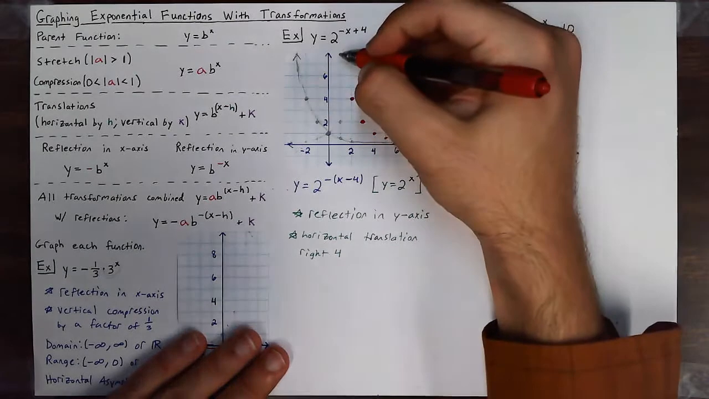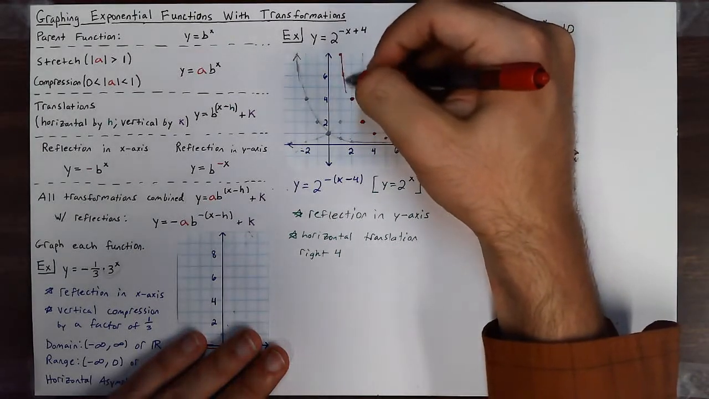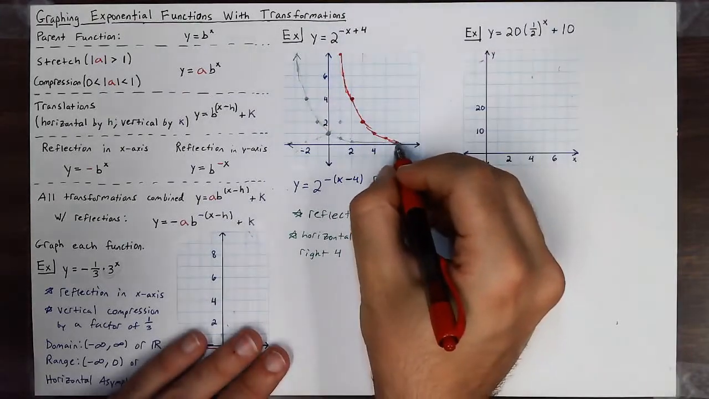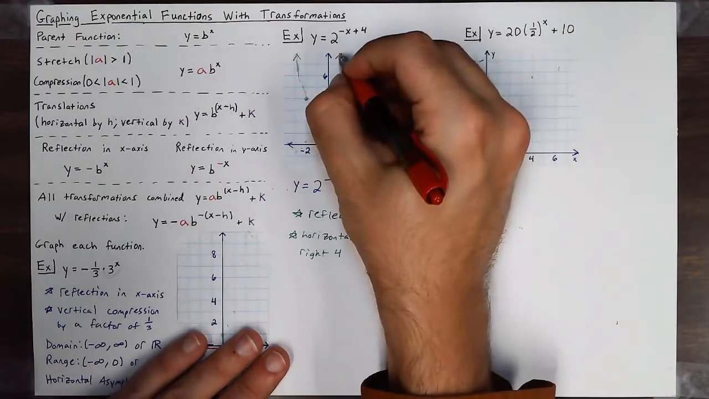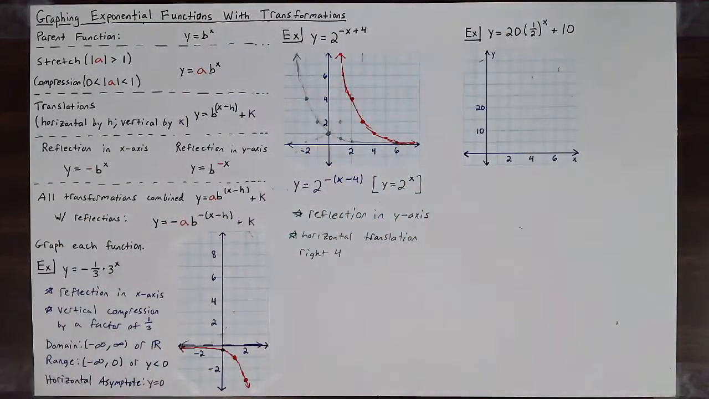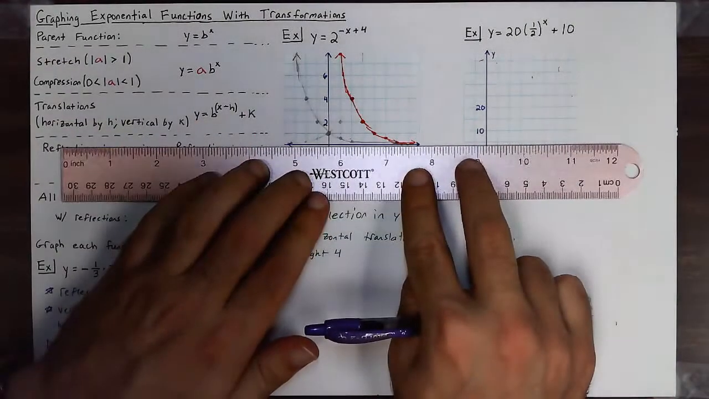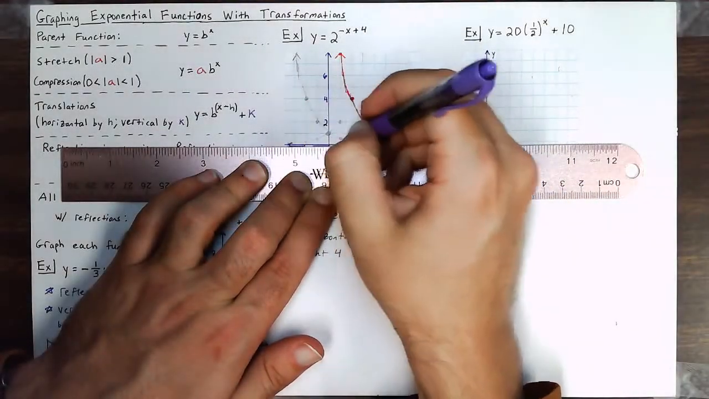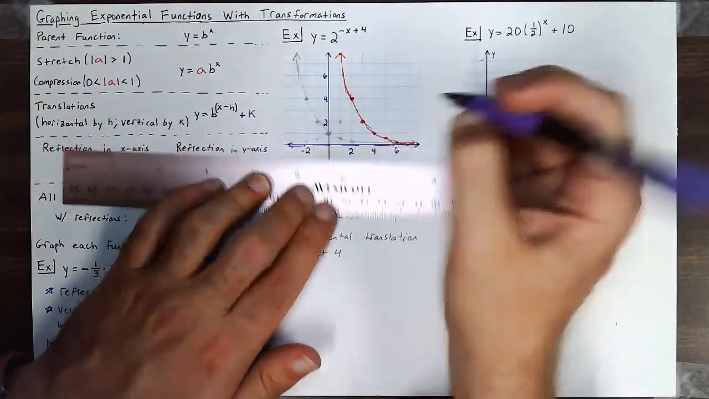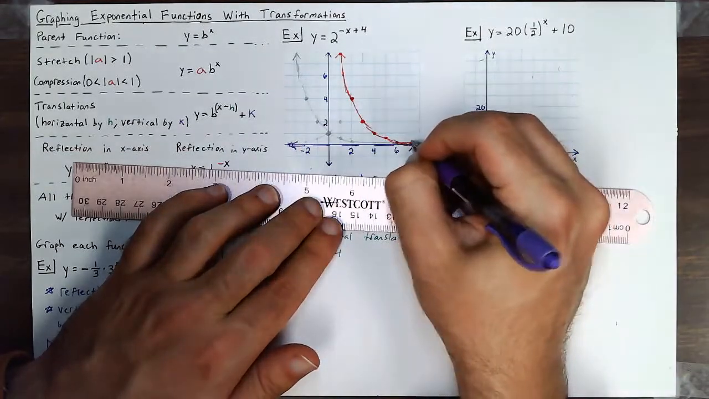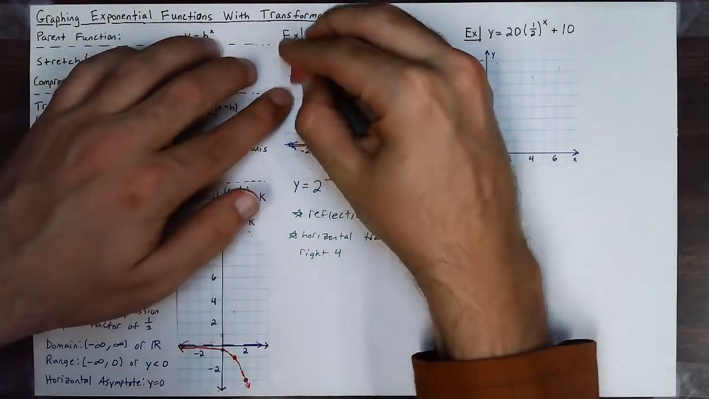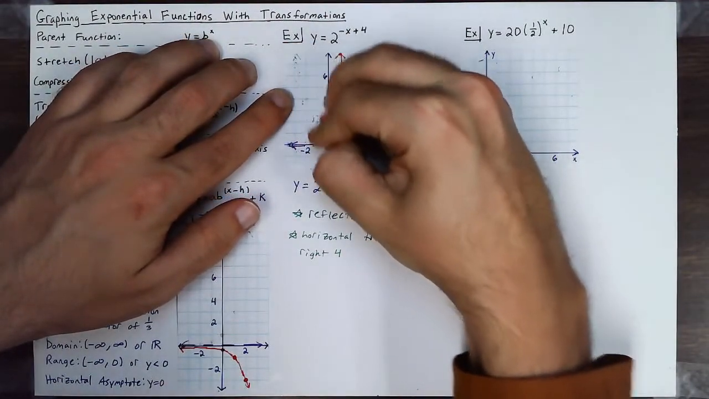And now it's still exponential decay, but you can definitely see it shifted to the right 4 units, with that horizontal asymptote continuing to be at y equals 0 as well. Then I erase away the other graph because I've now transformed it, so I don't need that there anymore.